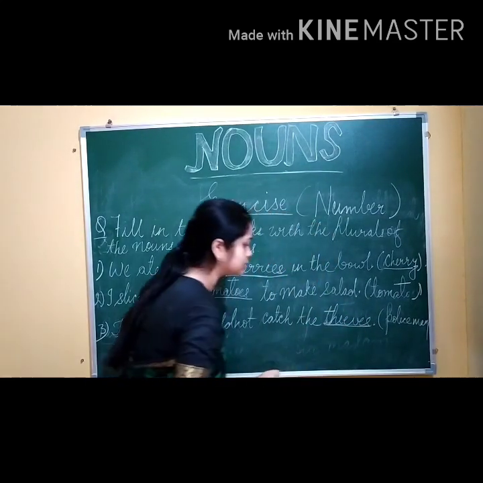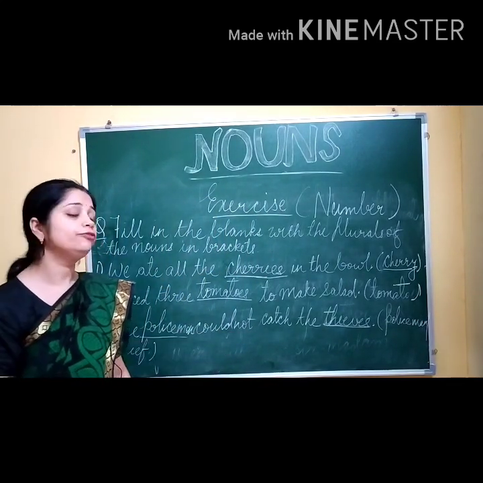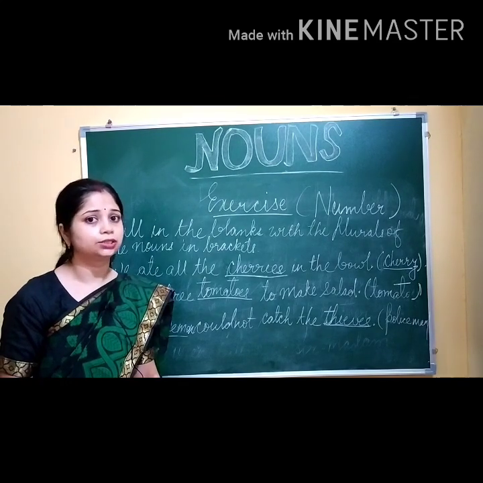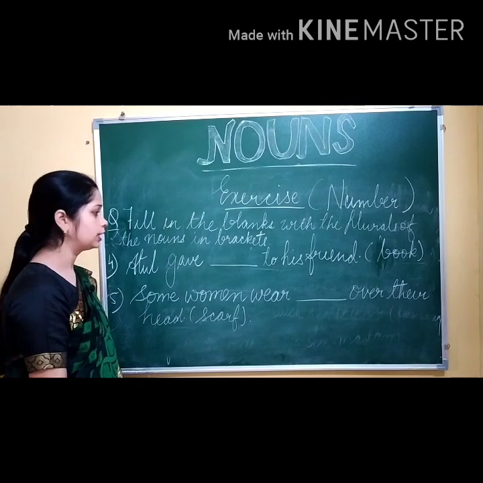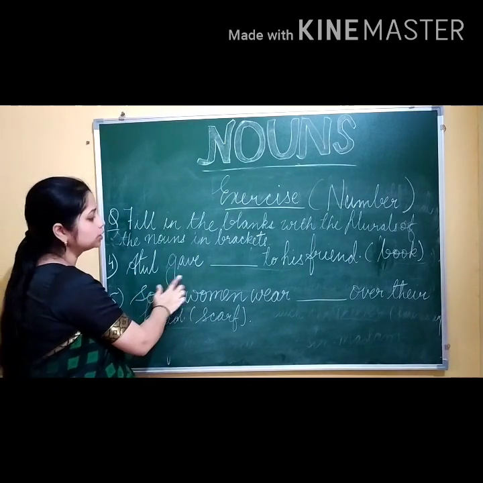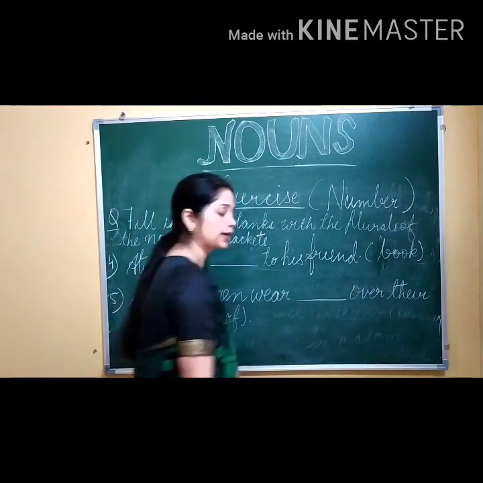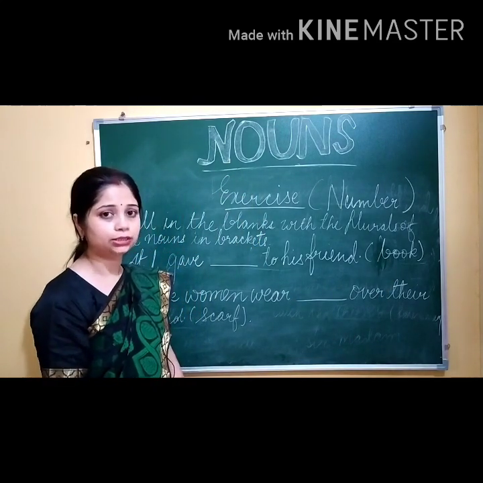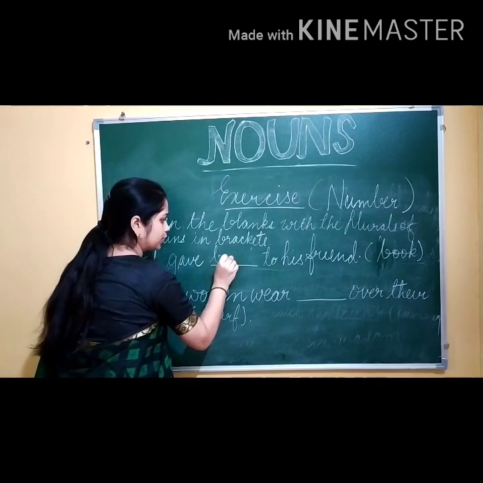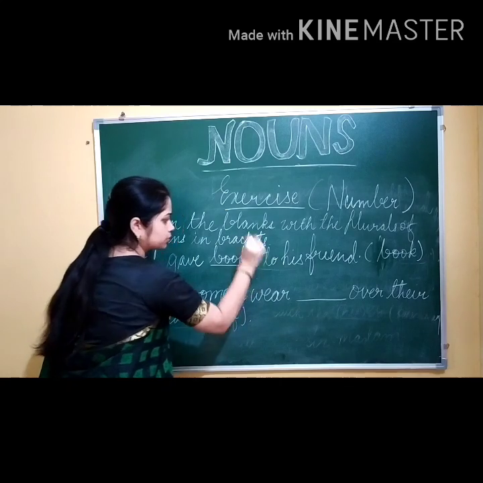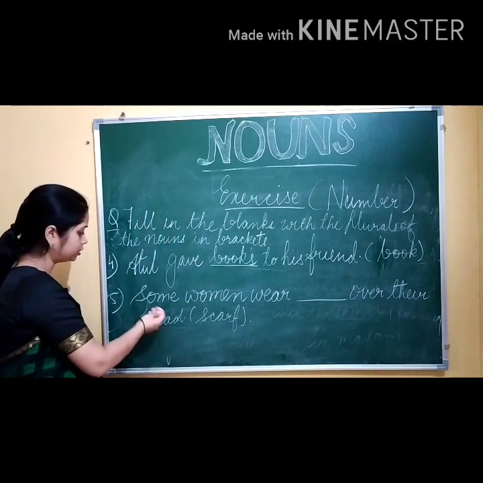Thieves. F is removed and instead of F we have added VES to change it into plural form. Let's take another question. Atul gave dash to his friend. In the bracket, the word is book. We have to change its form to plural, that is, we just have to add S to it. Books to his friend.